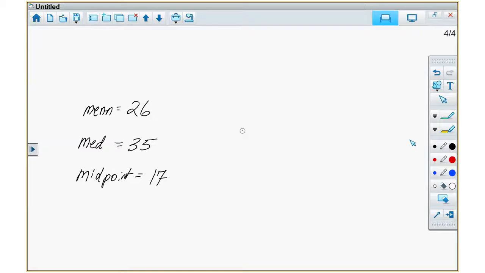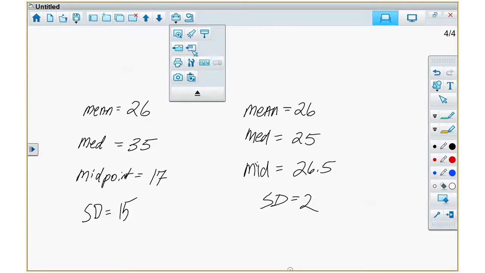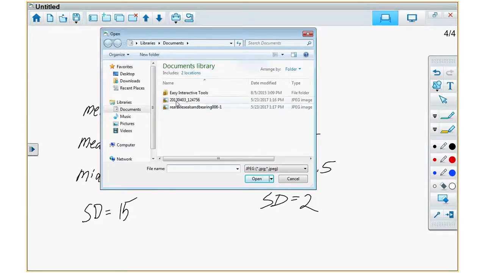Versus a mean of 26, a standard deviation of 15. Mean of 26, median of 25, midpoint of 26.5, and a standard deviation of 2. Now, you are a statistician, or you are an introduction to statistician, and you are doing your numbers, and you're doing two surveys, or you're doing two experiments or observations, and you come up with the following data.